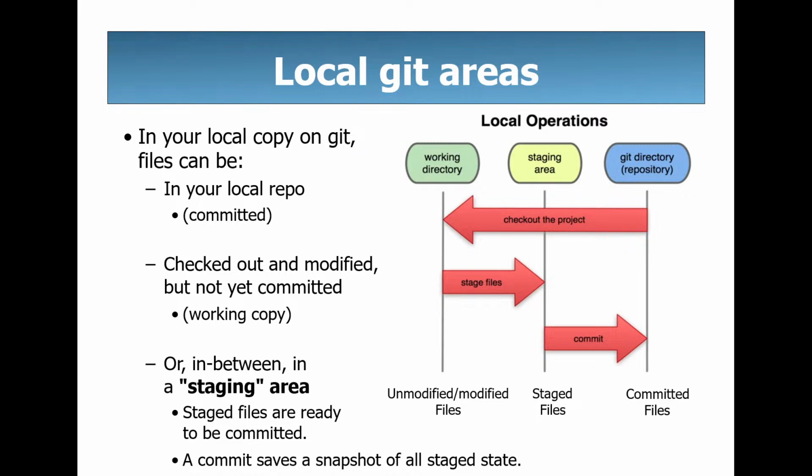In Git, understanding the different areas of the local repository is crucial for effective version control. Each area serves a specific purpose in managing changes and commits. Here is a detailed overview of the local Git areas.